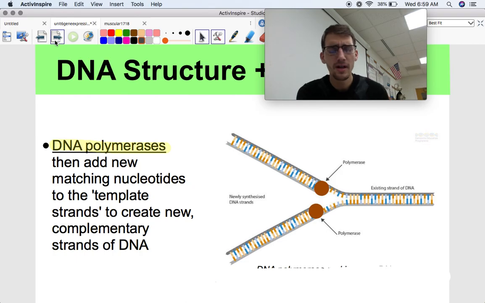But then these special molecules called DNA polymerases add new matching nucleotides to the template strands to make new complementary strands of DNA. So first DNA has to be unzipped, it has to be separated out, and then DNA polymerase takes advantage of the base pairing rules, A goes with T, C goes with G, to make new strands, and then you have an exact copy of your DNA.